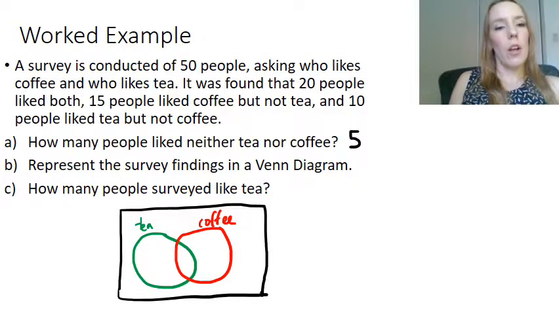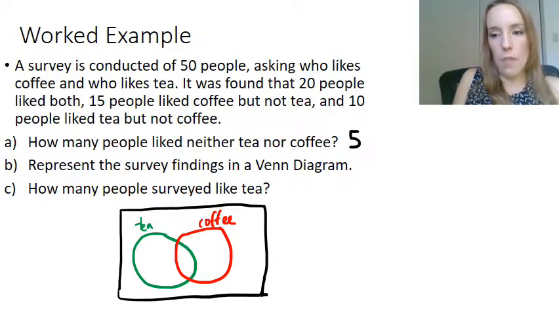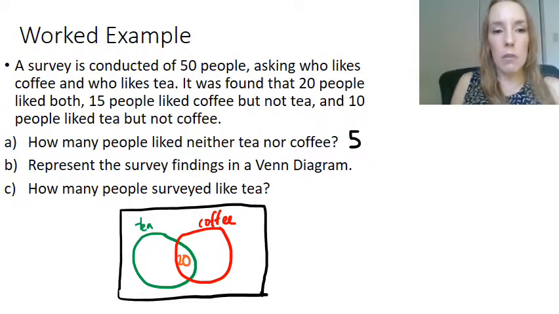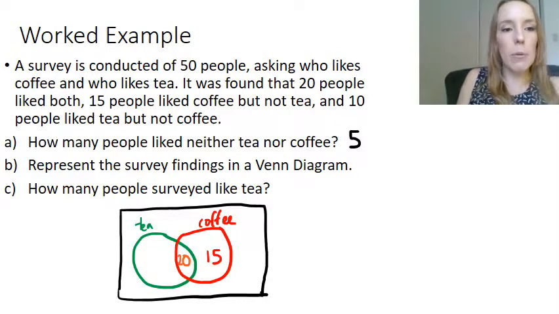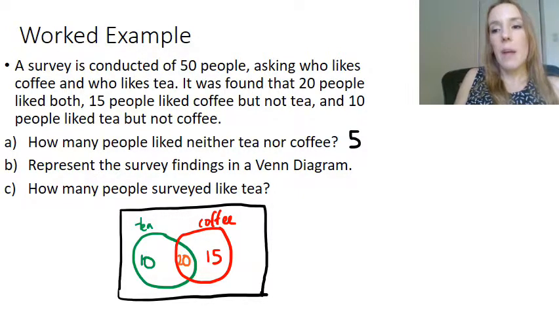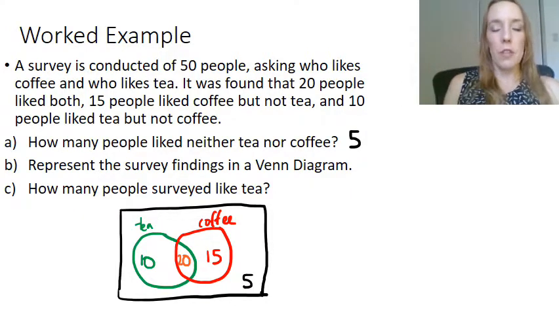Okay, so let's read through it. We surveyed 50 people total. 20 people liked both, so that 20 is going to go in the middle. So 20 people like both tea and coffee. I'm going to write that answer in the middle there. Okay, 15 people liked coffee but not tea, so they're going to fall in this circle here, just in the coffee part, not in the tea part. And we had 10 people who like tea but not coffee, so they're going to fall in the tea part. And then we can't forget our 5 people who don't like tea or coffee, so they go outside the circles.